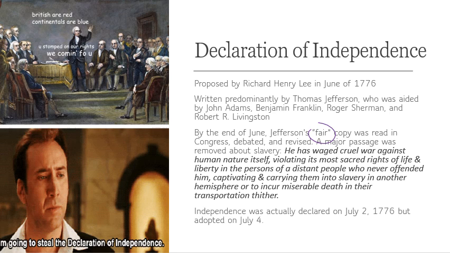So he's talking about how it's basically the king's fault that slavery is a thing. And the South doesn't want to recognize this because they don't want to talk about how it's a deplorable thing. To them, it's cool. Slavery is fine. So they don't want to acknowledge this. But that original copy of the Declaration of Independence did have a tirade by Thomas Jefferson, who incidentally was also a slaveholder, in it. Now, independence is actually declared on July 2nd, 1776, and it's adopted on July 4th, which is why we celebrate Independence Day then.